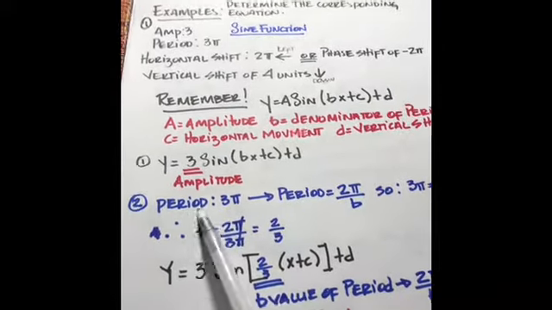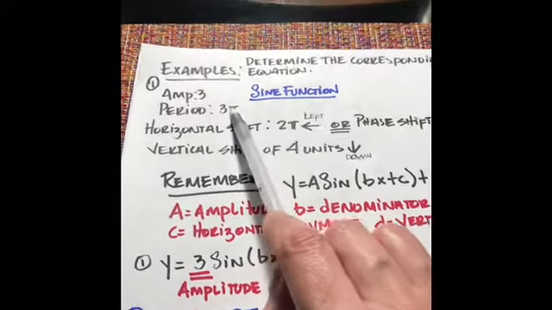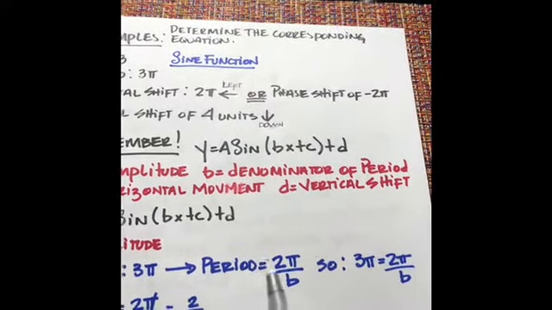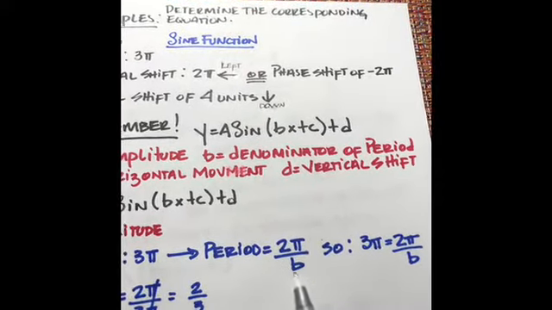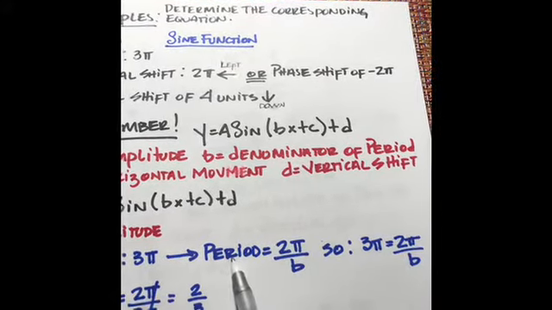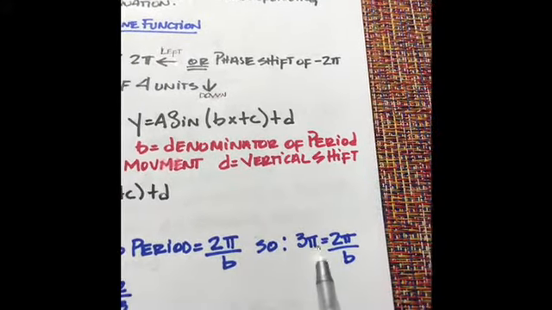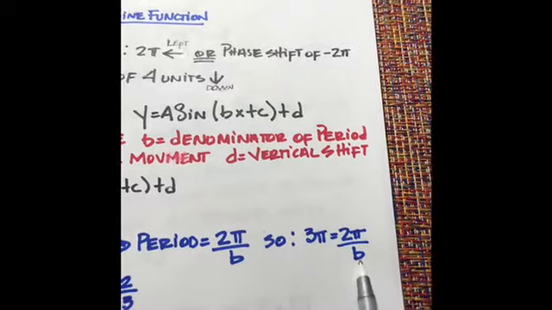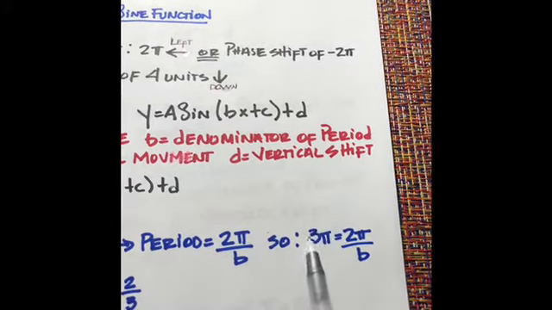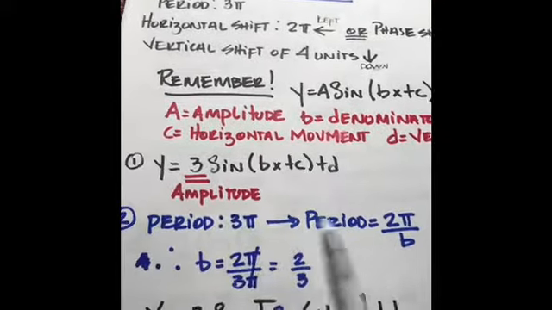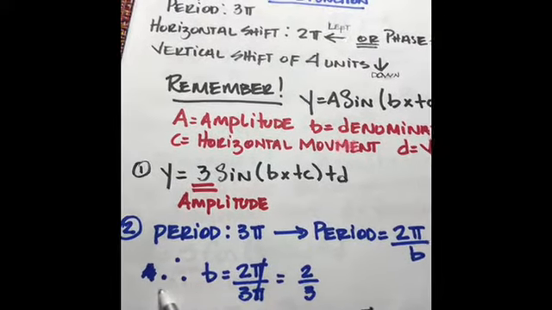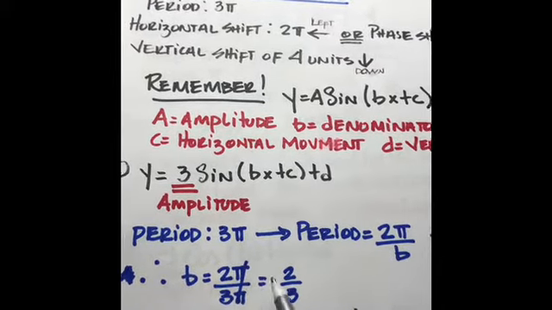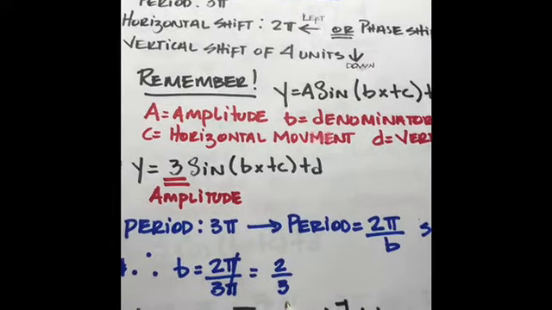From there, I go over with the period. They told me at the beginning of the problem that the period was 3 pi, and I remember that the formula of period is 2 pi over b. What I need in my equation is the b value. So instead of writing period, I write the given value, 3 pi, equals the formula 2 pi over b, and solve for b. In this case, the b is going to pass multiplying and the 3 pi dividing. So, therefore, b is equal to 2 pi over 3 pi. I cancel the pi's, and then my value of b is 2 over 3.